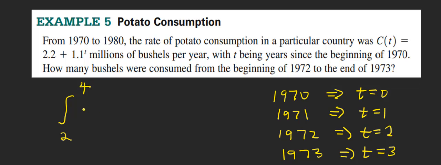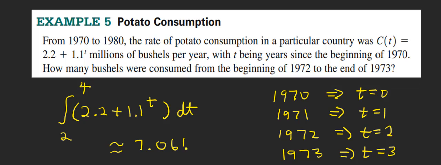And what goes inside? What's the integrand? It's 2.2 plus 1.1 to the power of t, dt. This will give you the total consumption of potatoes from 1972 to 1973. Using your calculator, it approximately gives you 7.066. And what is the unit of measurement? It says millions of bushels. So it should be 7.066 million bushels.